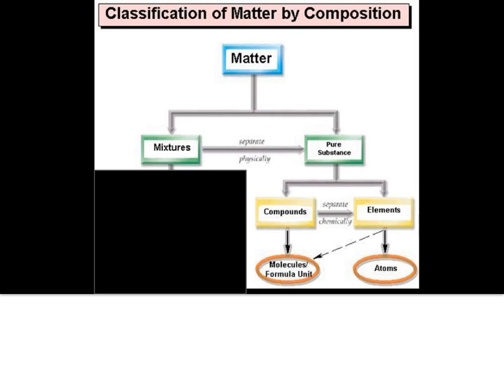We break pure substances down into two main categories. They are elements and compounds. Let's start with elements. On your periodic table, in your reference tables, you have a list. The periodic table is basically a table of all the elements that are available to you. They are the simplest building blocks of matter.